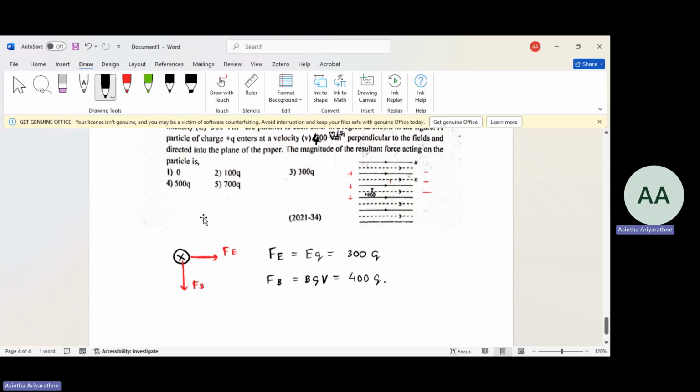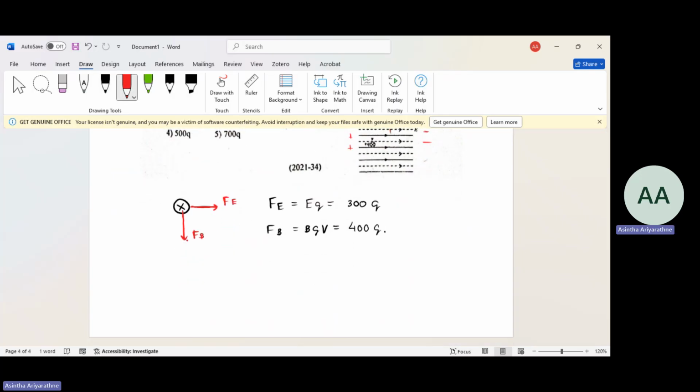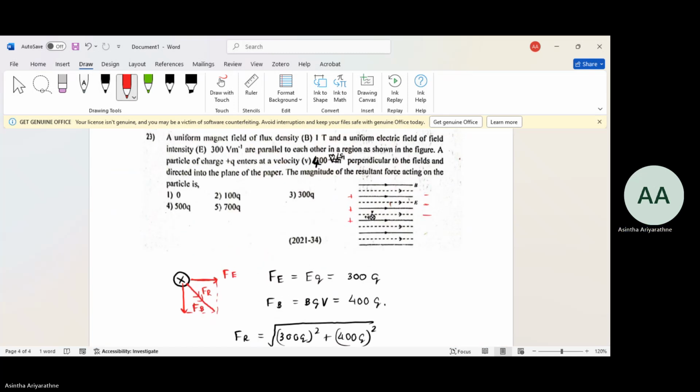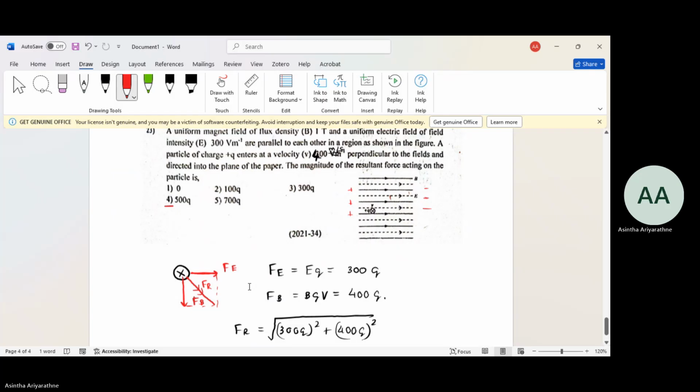Right, to find the resultant force, what you have to do is just use the Pythagoras theorem. Find the resultant force F. So F is the square root of (300 Q) squared plus (400 Q) squared, take the whole square root. That gives 500 Q. That's the answer.